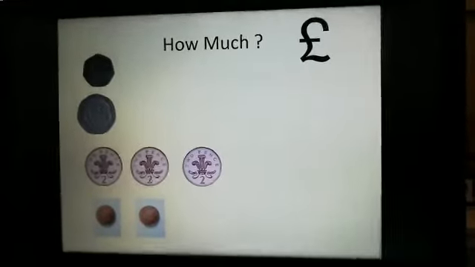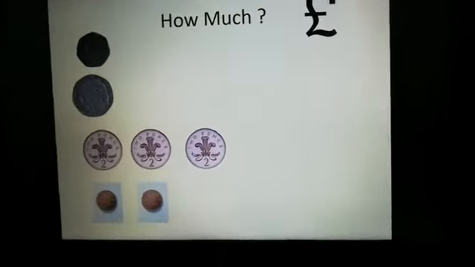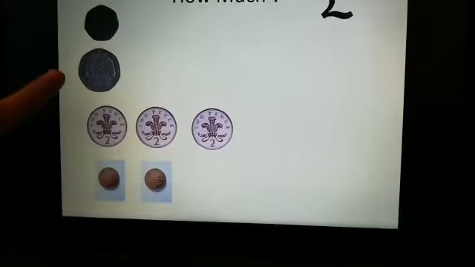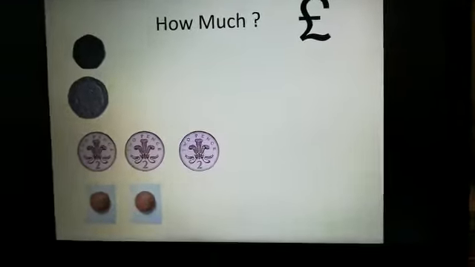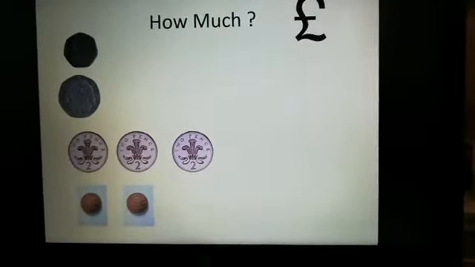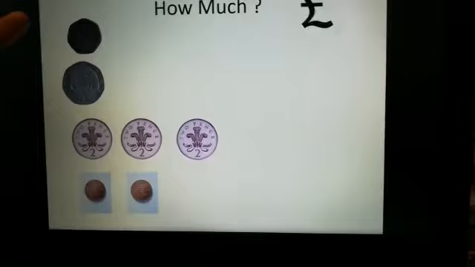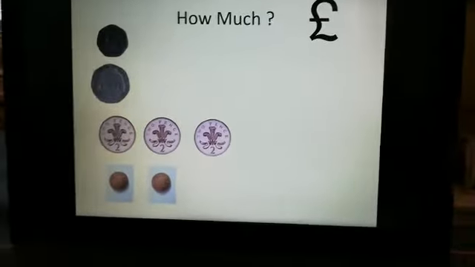How much? So it's a little bit dark, but we've got a 20 pence, and we've got a 50 pence, a 20 pence, 1, 2, 3 2 pences, 1, 2 1 pences. So how much altogether means you've got to add all that up. So we've got a 50, a 20, 3 2s and 2 1s.